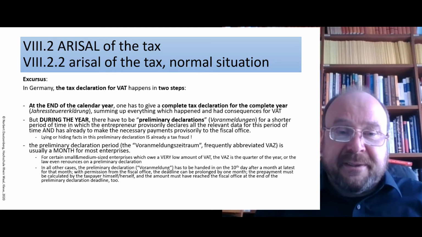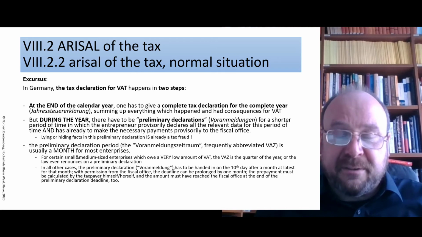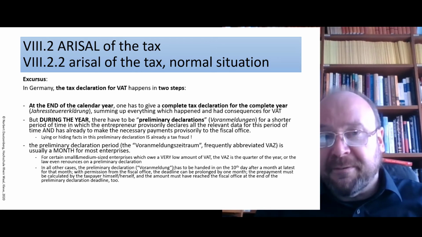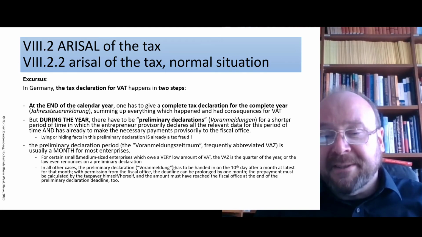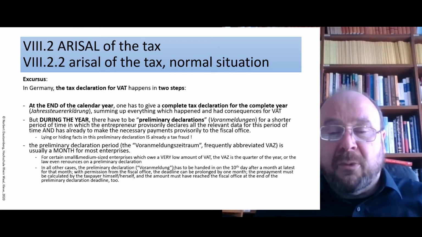In all other cases, you have to hand in the preliminary declaration 10 days after the period for which it has to be made ends. With permission of the fiscal office, you can extend that due date by 1 month, but not more.